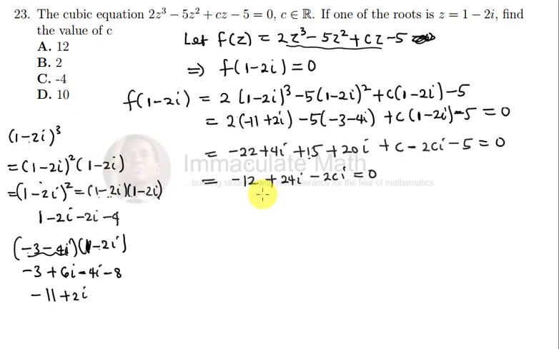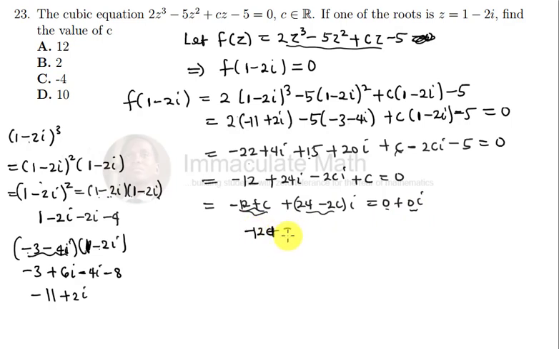So that means that there should be plus c here, plus c to be equal to 0. So I can write this as minus 12 plus c, then plus 24 minus 2c, let me put this into i, to be equal to 0. So don't forget that if I compare the real to this real, you can see that this can be written as 0 plus 0i. So if I compare this real with this real here, and this imaginary with this imaginary here, you will see that minus 12 plus c is equal to 0. So my c is actually 12. Even if you use 24 minus 2c to be equal to 0, you find out that my c is actually equal to 12. So the correct option here is a.